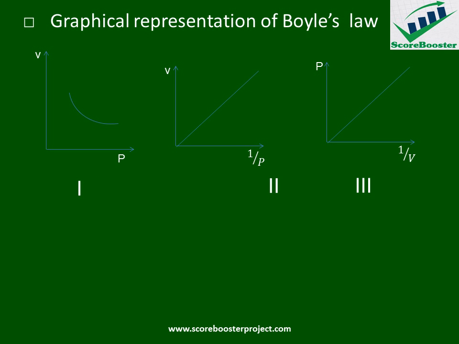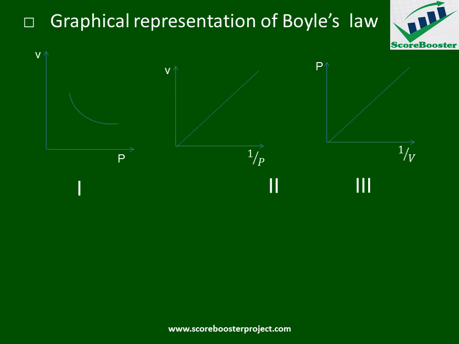Now on to the graphical representation of Boyle's law. The first graph we have in here, which is labeled 1, is the graph of volume V against pressure P, which is usually a curve. So when the volume V is plotted against pressure P, we have a curve.